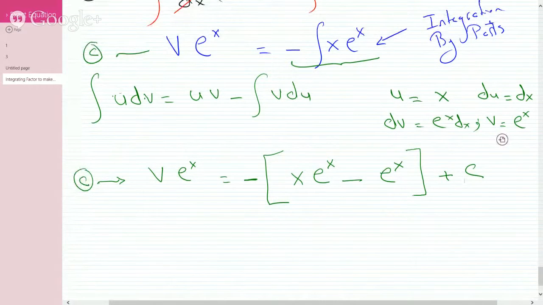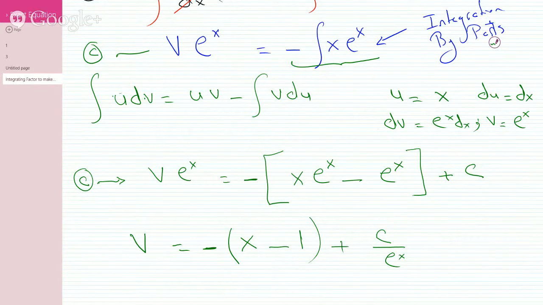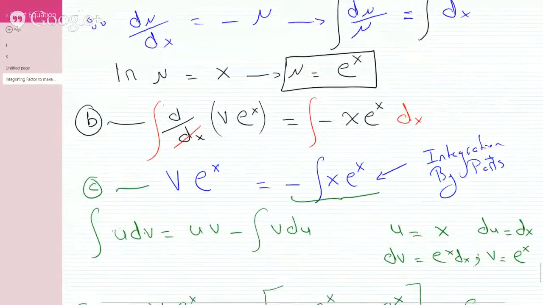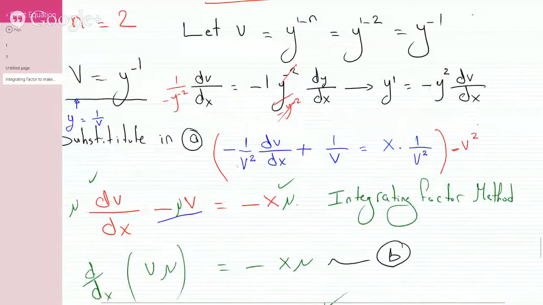And now what we can do is divide everything by e to the x to get our v. So v is equal to minus, if you divide here by e to the x, you just get x. And if you divide here by e to the x, you just get 1. And this is just c over e to the x. Now, this is v. This is not yet y. So we need to go back and find y. Well, we've already said, now it's a straightforward algebra step, where we said y is 1 over v.